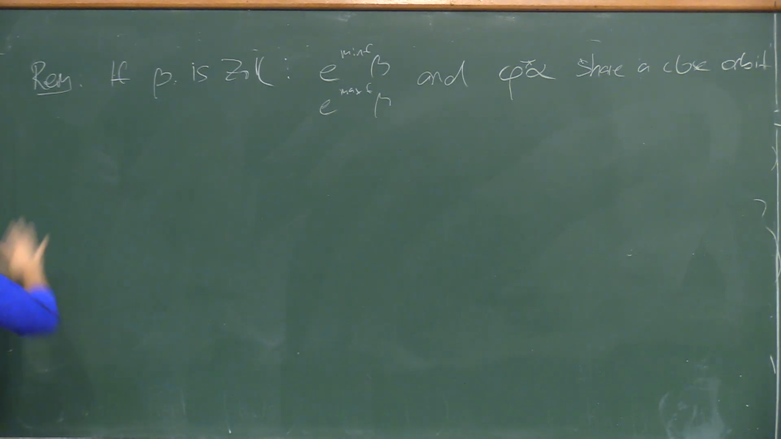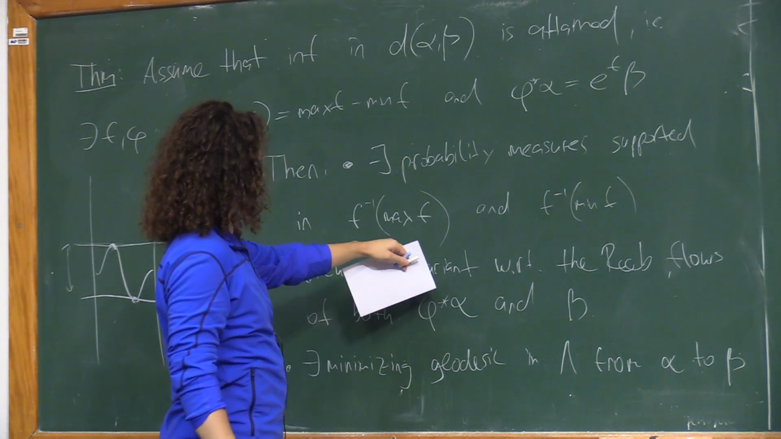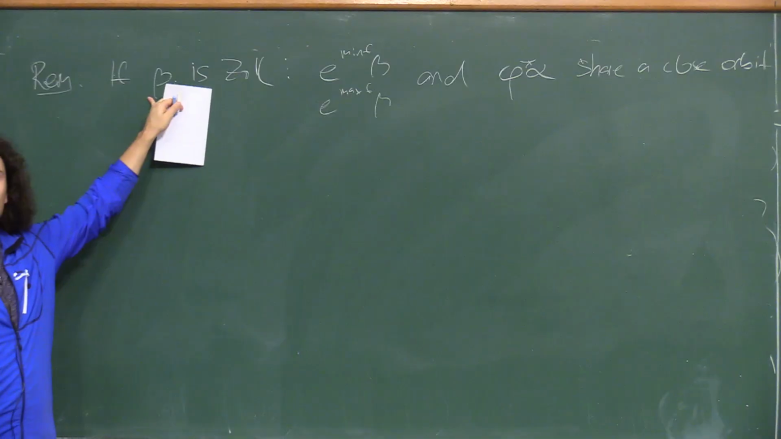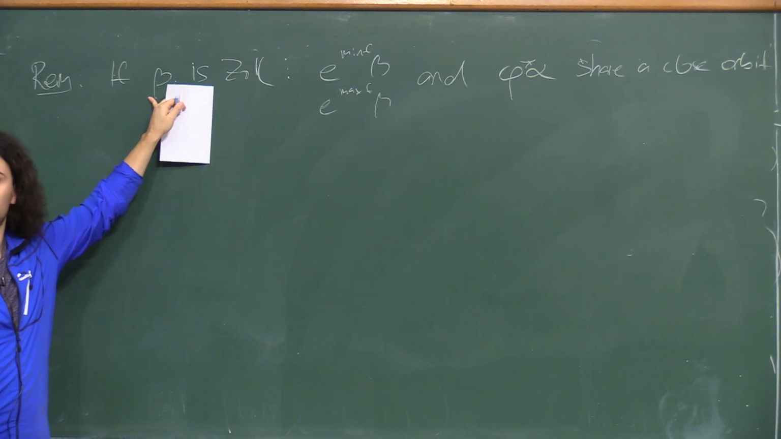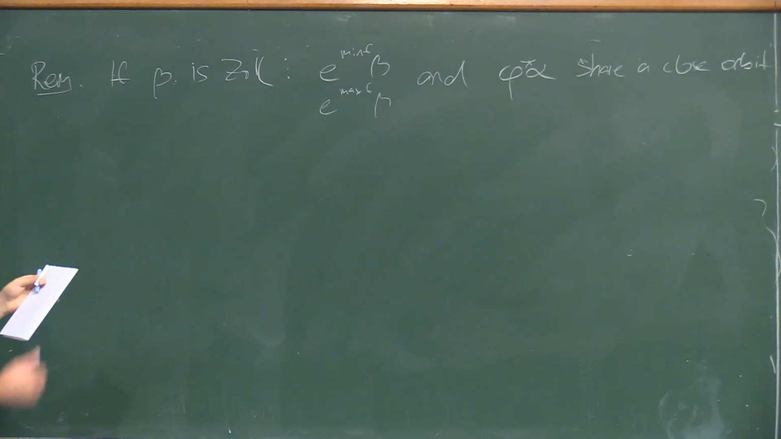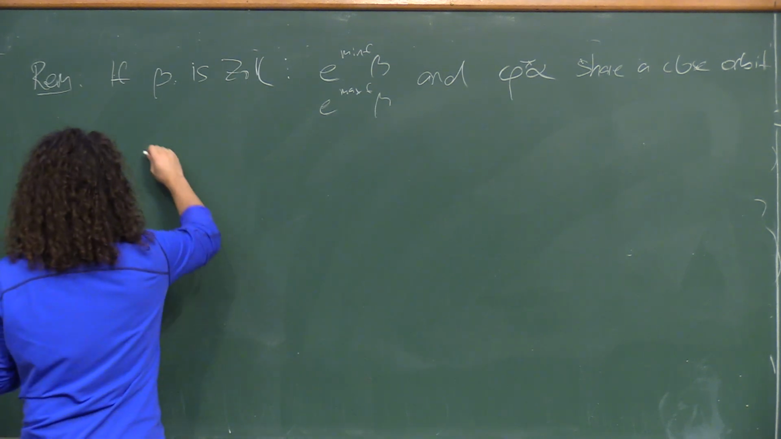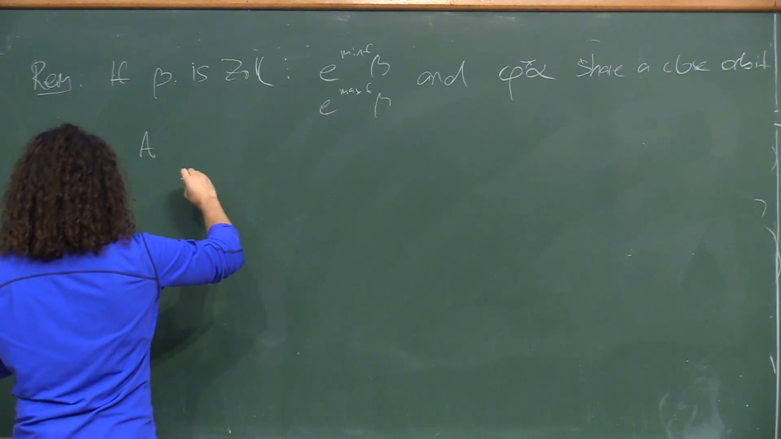So we assume that this infimum here is attained, and then we know they share a common invariant probability measure, but then the flow of this beta was Zoll, and we conclude it actually must have been an orbit. All right, and so a consequence of this is that the systolic ratios satisfy an inequality.